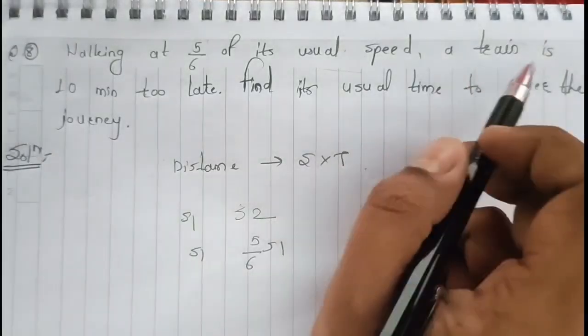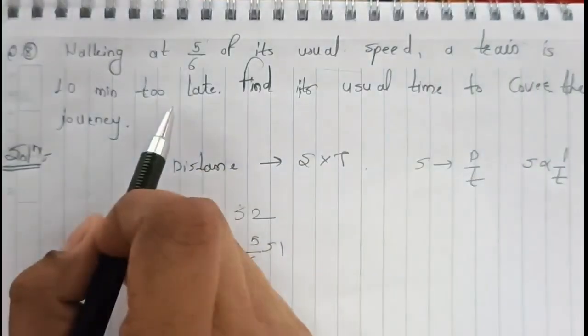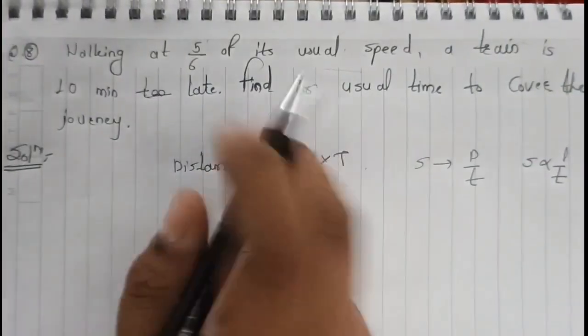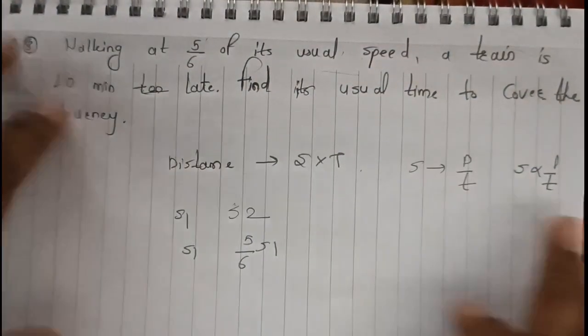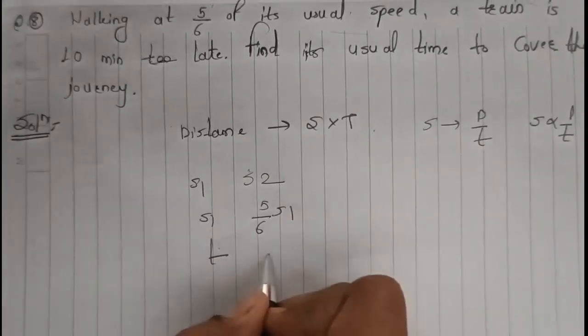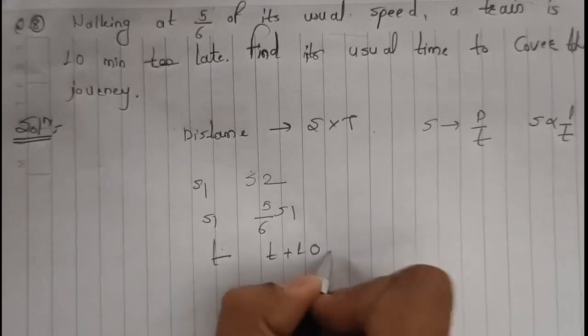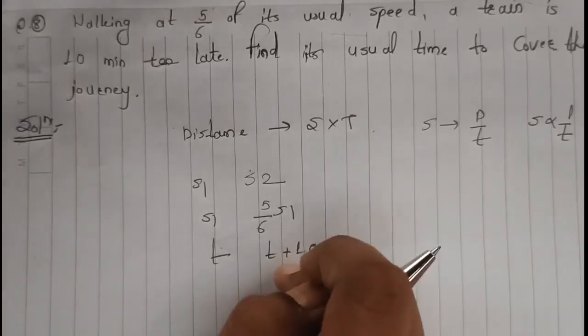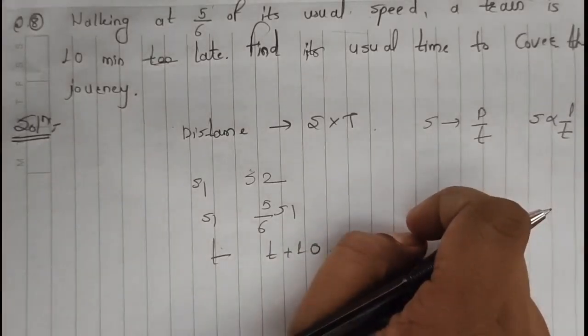Now a train is 10 minutes late. Initially, when the speed was S1, if the train is taking t minutes, now as the speed is 5/6 of the initial speed, the time is t plus 10 minutes. Now here, why are we not taking care of any kind of units?